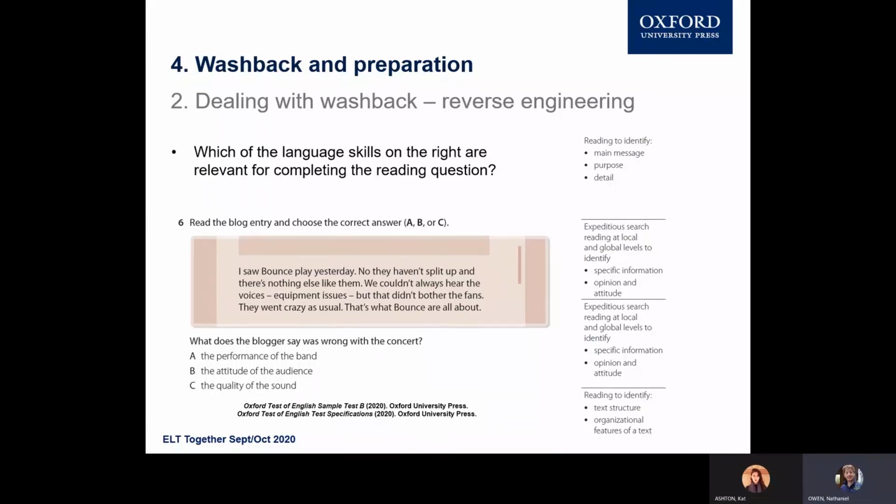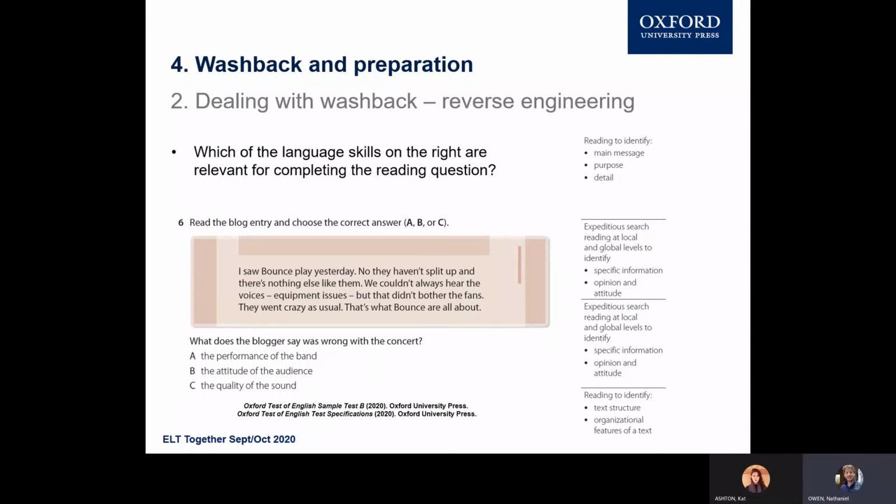So the crucial aspect of this is that the information we need to know C is the right answer is included within that specific sentence. So we're reading to identify the main message here. We're not necessarily engaged in expeditious search reading, and we don't really need to focus too much on the whole text. What we can do is look at other parts of the text to see why options A and B might be wrong.